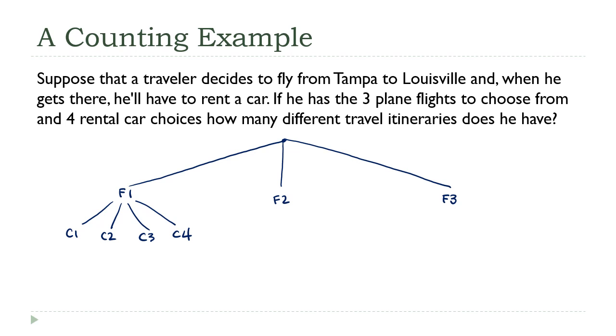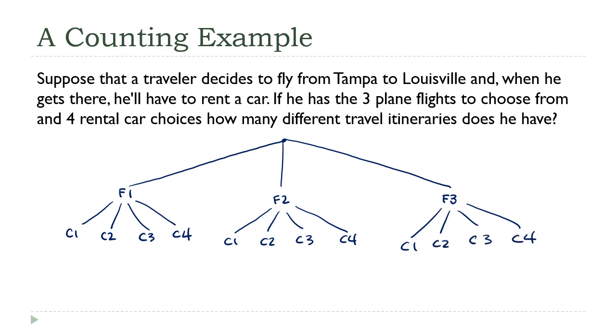Well, how about if he picks flight 2? How many options does he have for his car choice here? Well, it's the same 4. 1, 2, 3, and 4. And over here, if he picks the third flight, you get the idea by now. He has these same 4 choices.